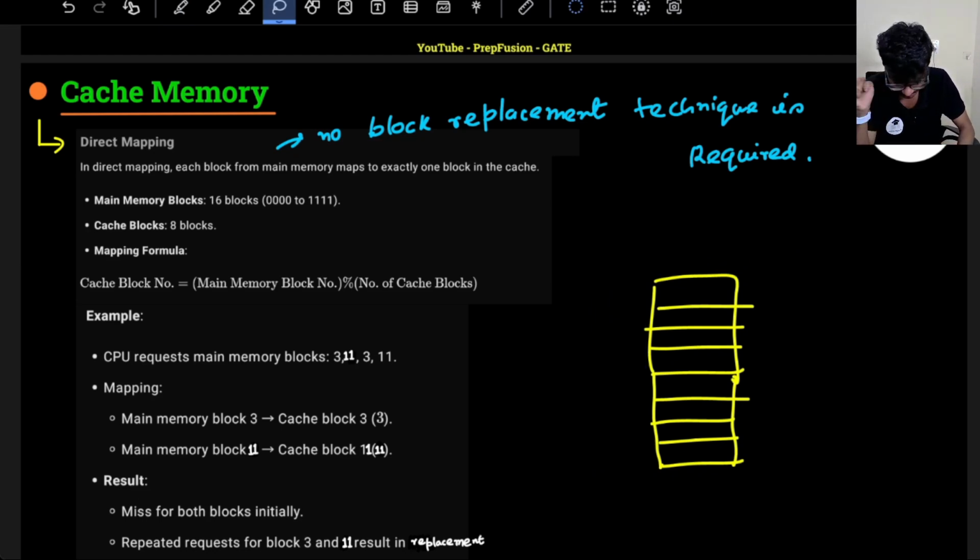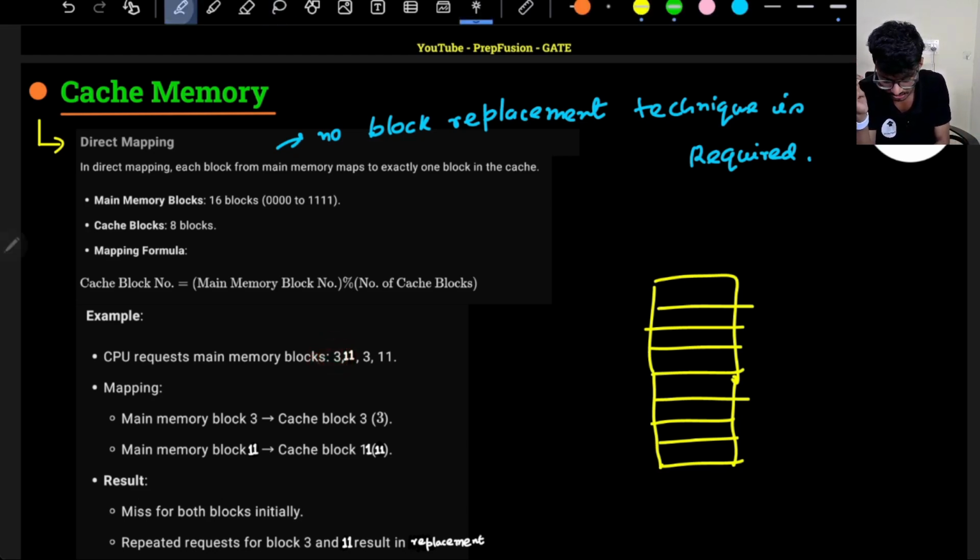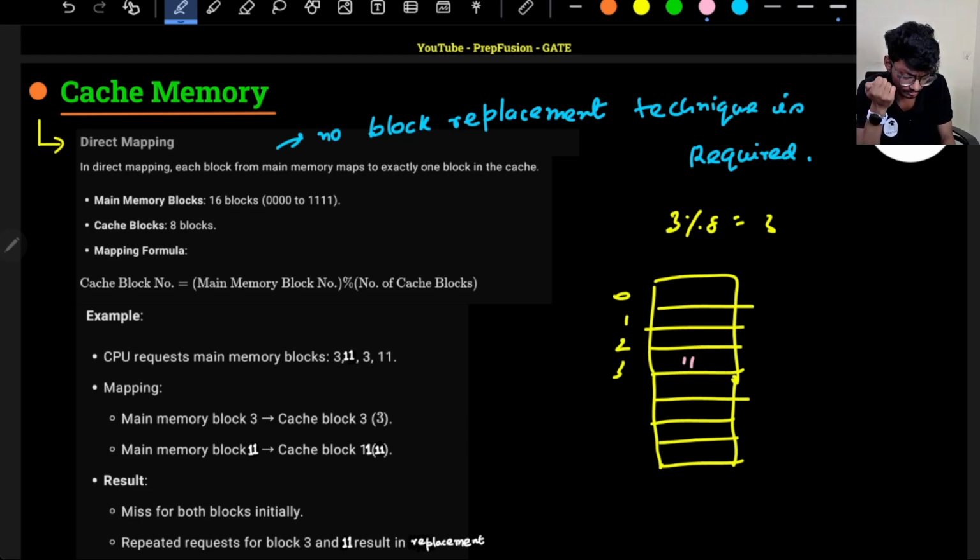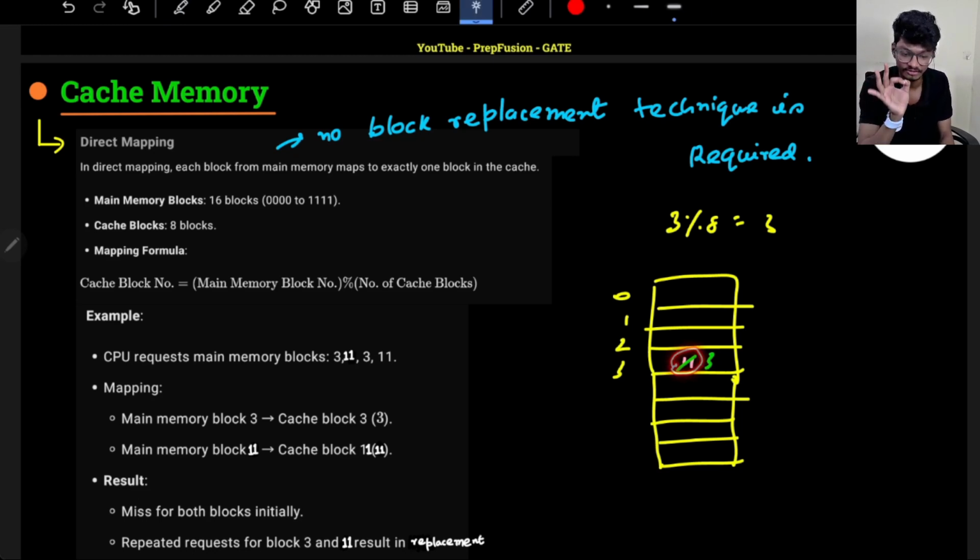So this is my cache memory, and main memory has 16 blocks. If I am requesting block 3 from the main memory, where will it stay in the cache memory? It is 3 mod 8, that is block 3 only. So it will be 0, 1, 2, 3 here. Let's assume initially it is not present, and initially block number 11 is present. Then I have to go to main memory and bring block number 3 here. So do I have any other option than replacing this 11? Can I place this 3 anywhere else? No.